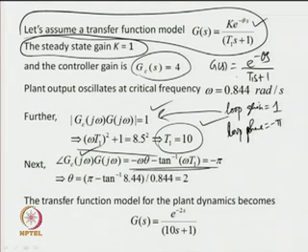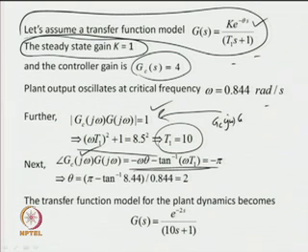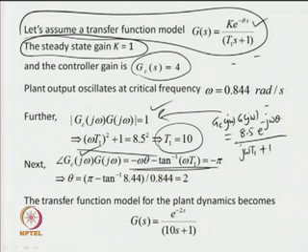So, using G C j omega, G j omega, which in our case is 8.5 times e to the power minus j omega theta upon j omega T 1 plus 1, this will give a phase angle of minus omega theta minus tan inverse omega T 1, which has to be of the value minus pi. Solving this, we obtain theta as 2.